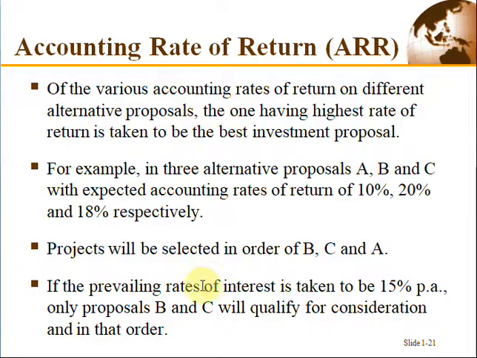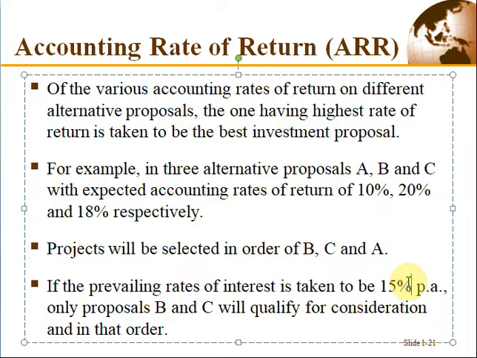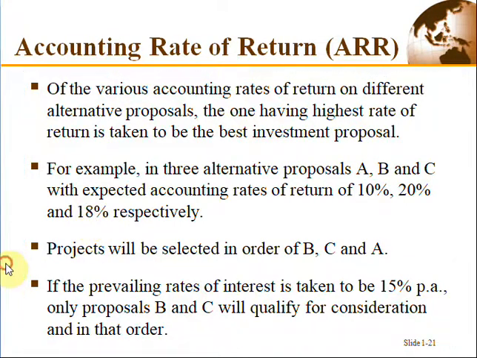Now, if the prevailing rate of interest in the bank is 15%, the bank is willing to pay me 15% for that money. Automatically, the option of A will not be considered at all. Instead of investing in proposal A to get a 10% return, I'd rather put it in the bank and get this 15%. But I will consider the 20%, and I can also consider the 18%. You think it's small? When this thing runs into millions, you know it's serious business here.